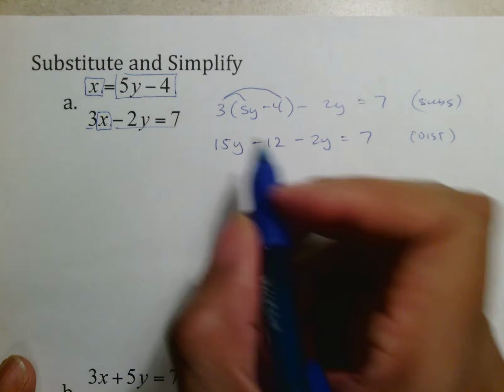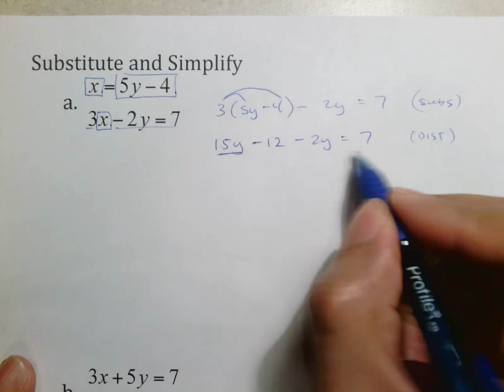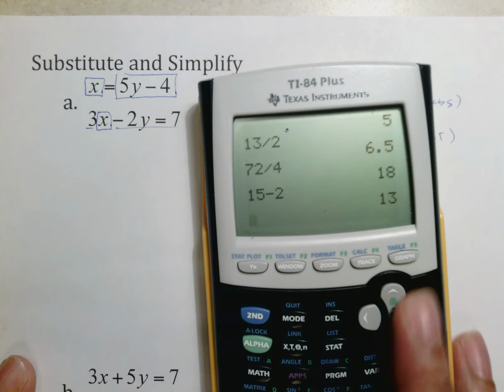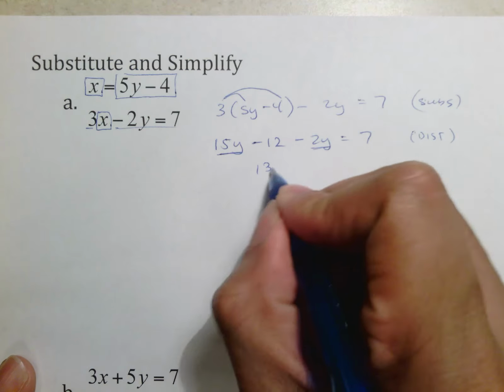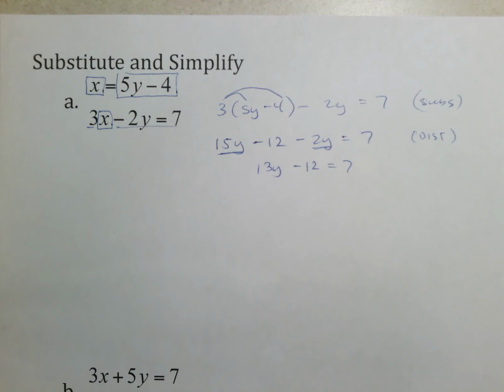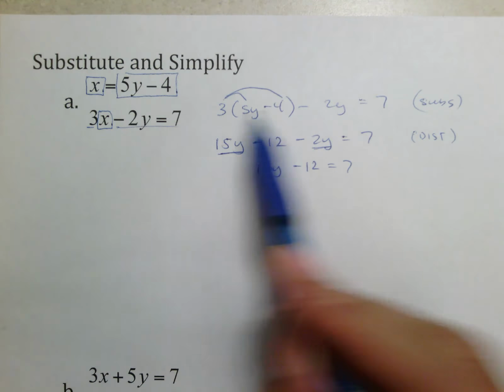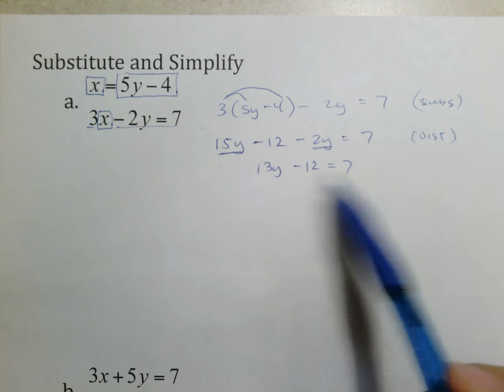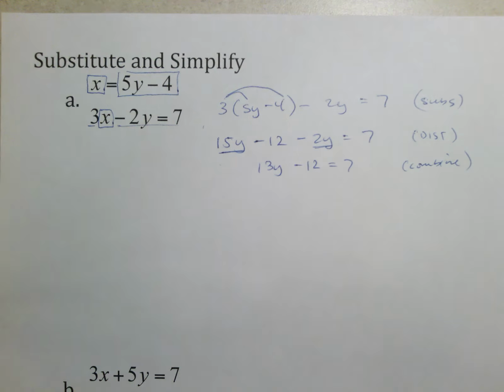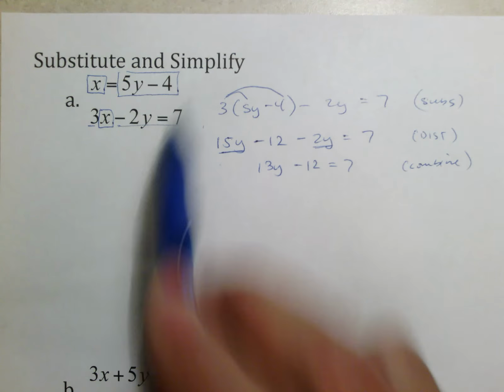The third step is combine like terms. That's where you have a 15y here and a negative 2y here. 15 minus 2 is 13, so you end up with 13y minus 12 equals 7, and that's as far as you have to go today. So again, substitute, distribute, combine your like terms, and that is what you do when you substitute and simplify. At this point, you should recognize we could actually solve that if we wanted to, but we're just not going to do that today because I want to make sure you have this part down and that you can get that far.